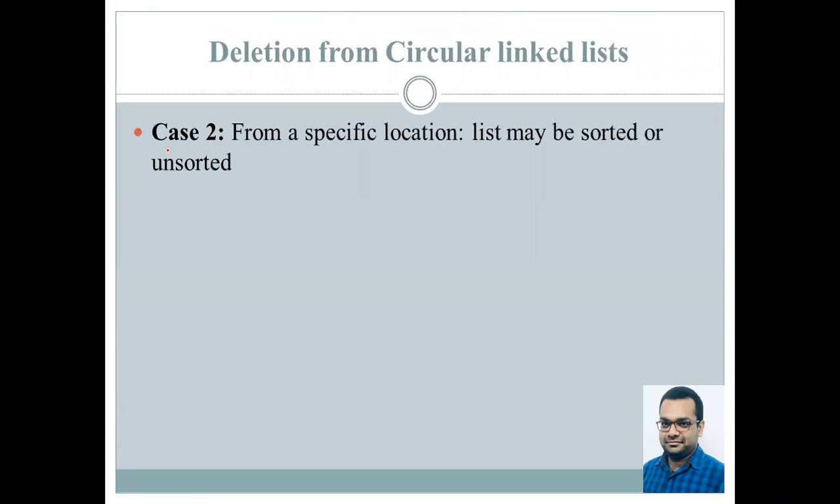Now we'll be talking about deletion based on case 2, that is based on the specific location. It really does not matter whether the list is sorted or unsorted, because we are directly given the position at which deletion needs to be performed. So our algorithm is comprehensive in the sense that it checks if the position exists or not. In case the position was not found or the user accidentally entered a wrong position, an error message, position not found, will be printed. Else deletion takes place at that position.